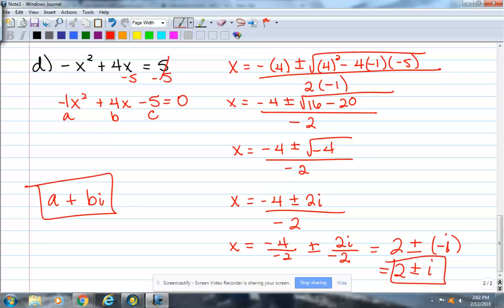Yeah. So y'all look at that. Do y'all have any questions on that? This part you did not do in Algebra 1. So this part is brand new.